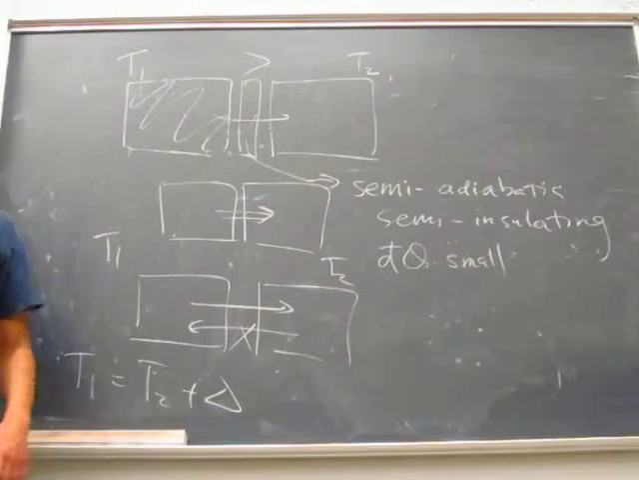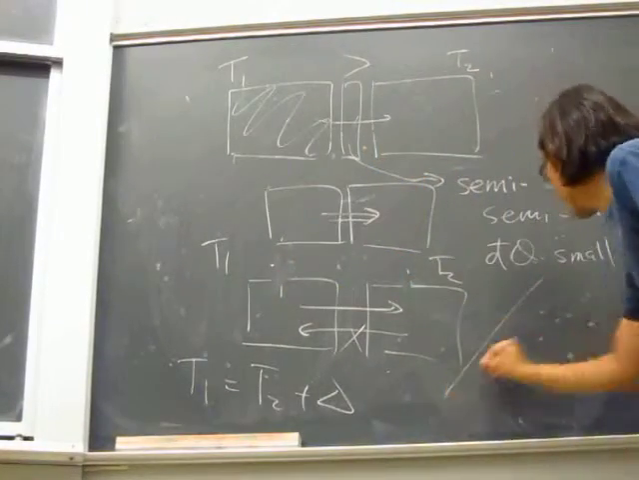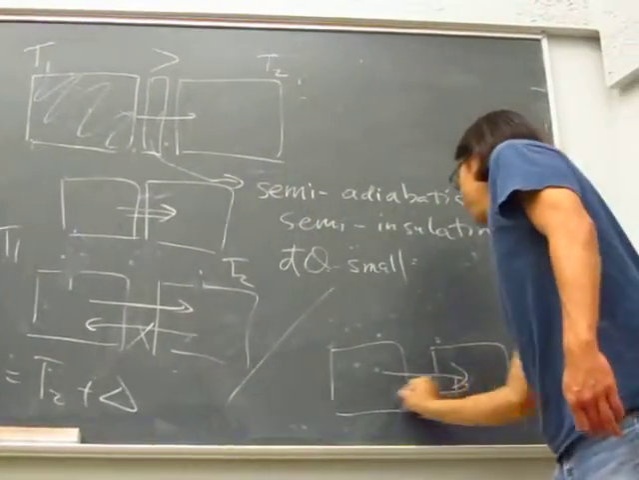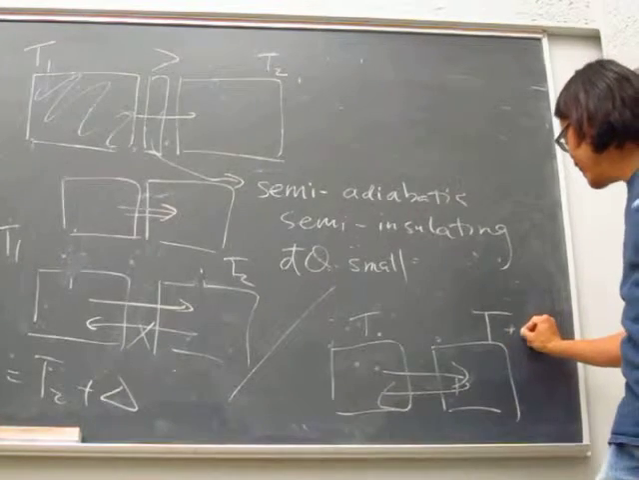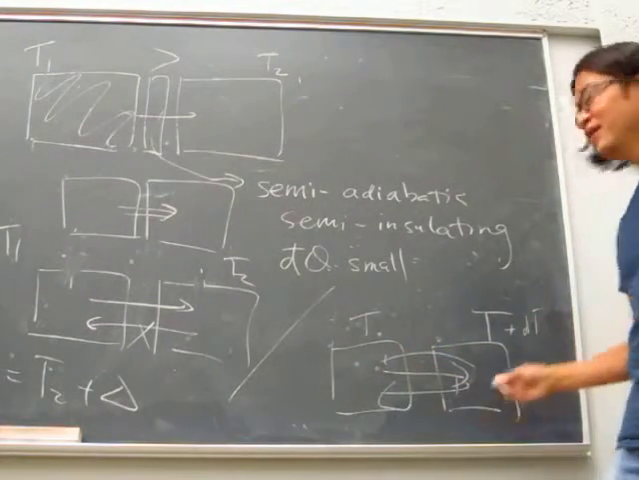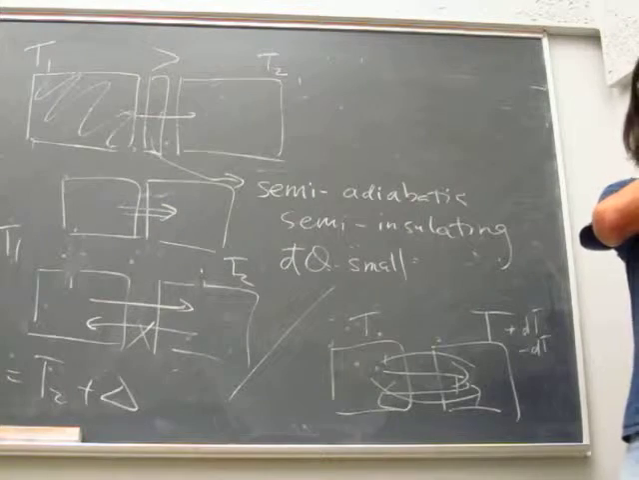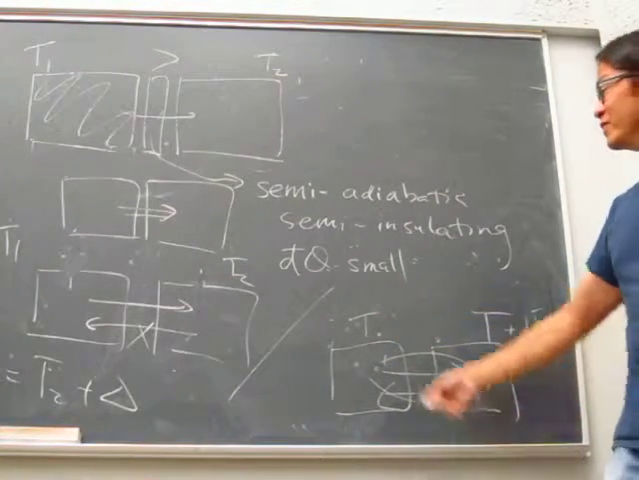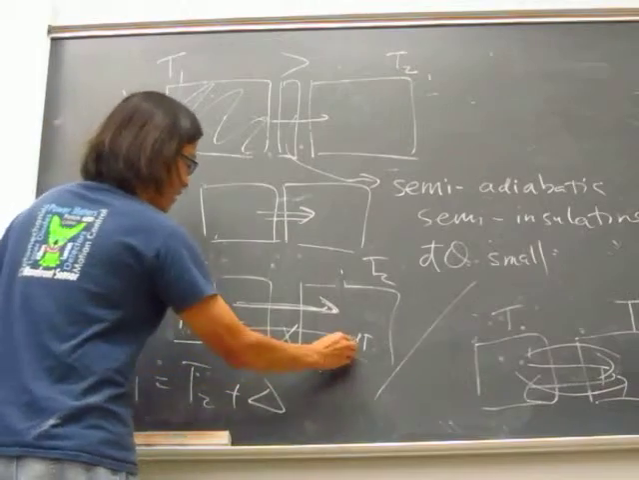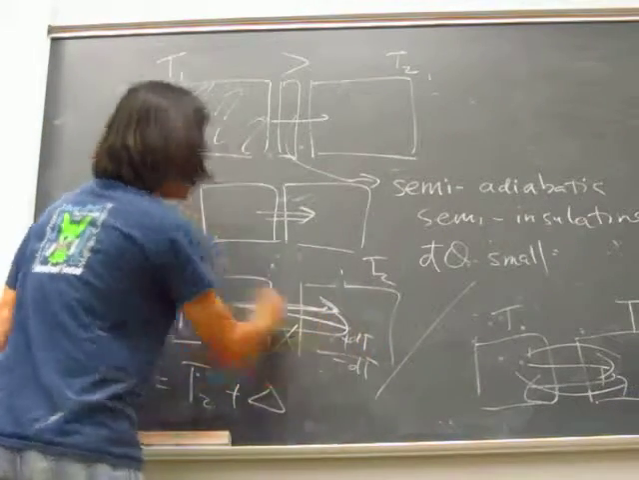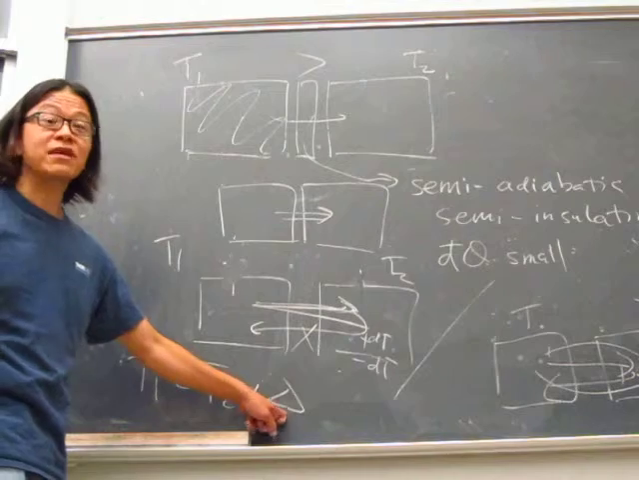The only way that heat can move back and forth is when this is T and this is also T. If I raise it a little bit by dT, heat will flow that way. If I lower it a little bit by dT, then it will flow this way. It's reversible. But this one is not, because this one has a delta difference. If I raise this by dT, it still goes that way, and if I lower by dT, it also still goes that way because of the big delta. This is something that you have to be clear about.